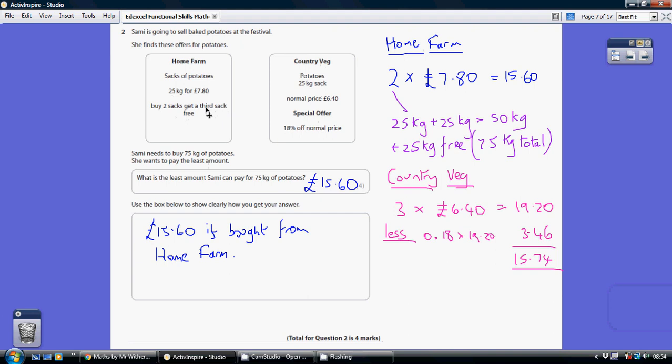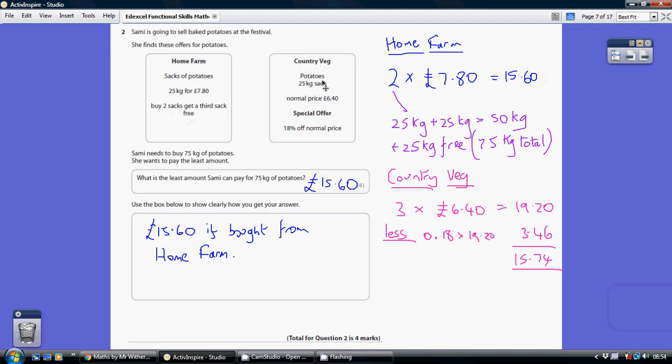In order to get three sacks, we just need to buy two sacks, because if we buy two sacks, we get a third sack free. So how much is it going to cost us to have two sacks? Well, it's two lots of £7.80, which is £15.60.